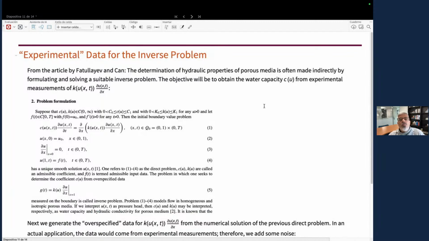Now, we are going to simulate some experimental data. As the article says, the determination of hydraulic properties of porous media is often made by formulating and solving an inverse problem. In this example, the objective will be to obtain the water capacity from experimental measurements of this flux. So we are going to have data from this flux to try to get C of U, which is supposed to be unknown.